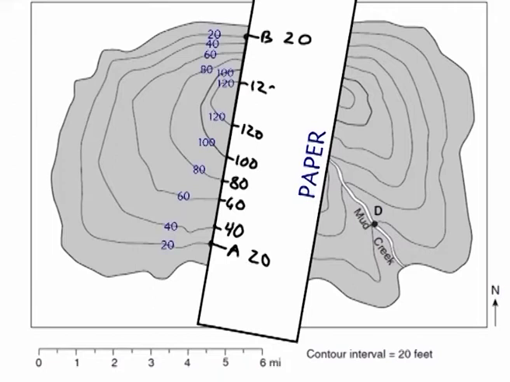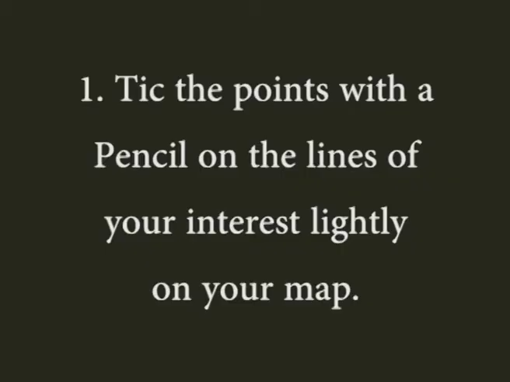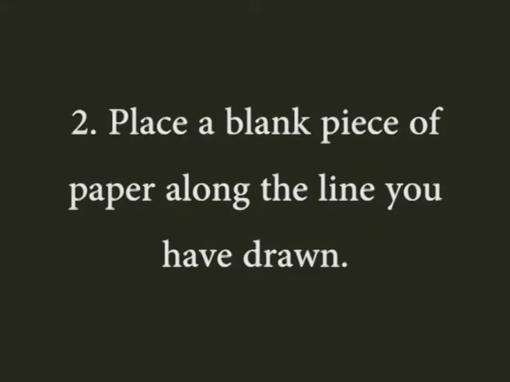Observe this figure carefully and you will see that this is a simple map of contours. Using this map, we shall draw the profile of this region. To draw the profile, you have to first tick the points with a pencil on the lines of your interest lightly on your map. Place a blank piece of paper along the line you have drawn.